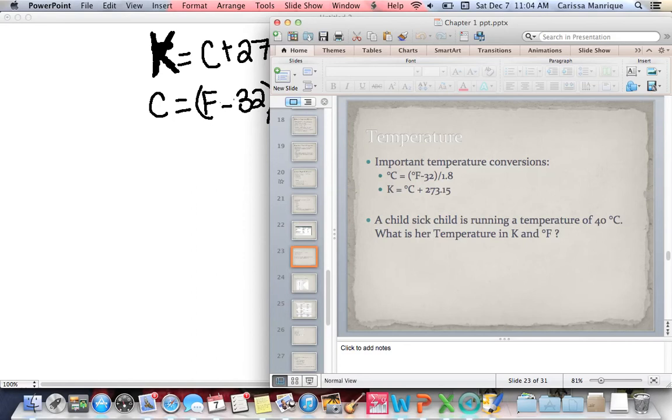Okay, so let's start working out some problems with the units. Again, the units tell us how we are measuring something. So when you give a unit, you're explicitly telling somebody how you're doing it. Okay, so let's first convert these back and forth. If we have a child that's sick, running a temperature at 40 degrees Celsius, what is her temperature in Kelvin and Fahrenheit? Is she running a fever if it's 40 degrees Celsius? We're not as familiar with the Celsius scale, so it's hard to tell. So let's first convert it into Kelvin.